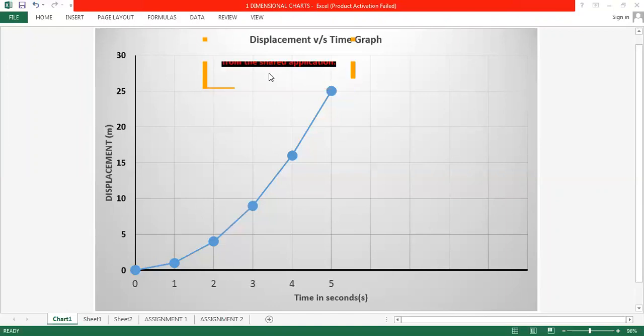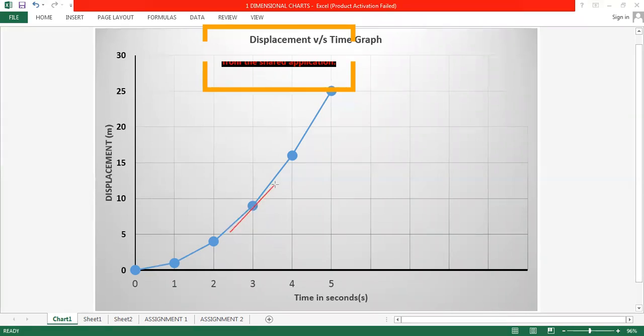Yes, it's a curved line graph. Avni is asking, can we calculate the slope? See, for a curved line, you cannot find the slope directly. But if you want to find it, we know that the slope gives us velocity. But since it is not a straight line, it's a curved line, how to find the slope of a curved line? There is one technique, and that is to draw a tangent.